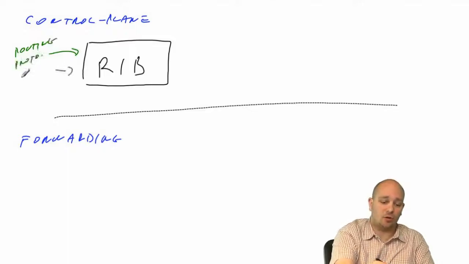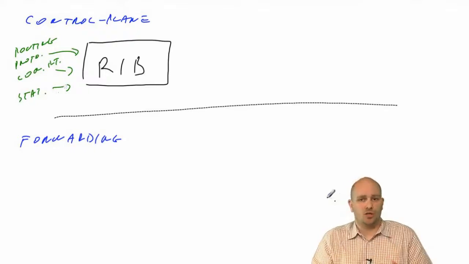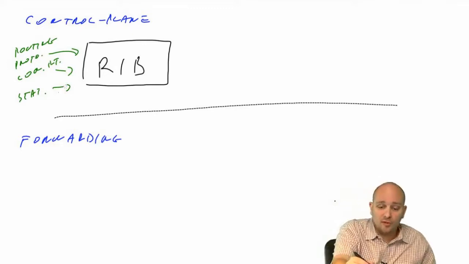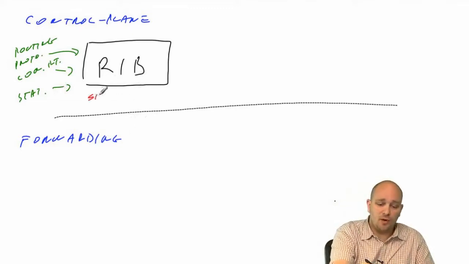And then we have the connected routes. We have static routes. And whatever information we can use to actually generate the routes that we can see with show IP route. So if we wanted to see the information in our route information base, we would run a simple command, which is show IP route.